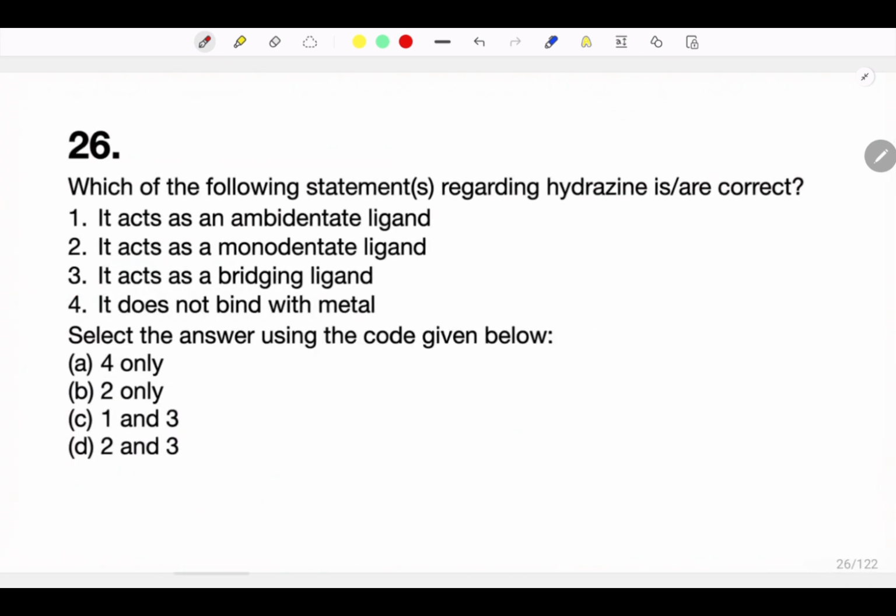Okay, now question number 26: which one of the following statements regarding hydrogen is or are correct?